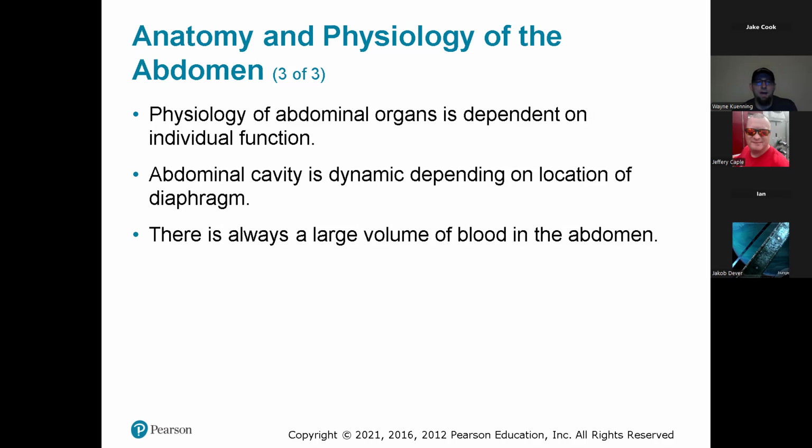The abdominal cavity is dynamic depending on the location of the diaphragm. So you can change your pressure in the abdomen, same as it does when you're breathing, because that diaphragm separates the two. I think it's like 22% of the circulating blood in the body. It's either 19 or 22%, I remember. So it's a lot of your blood volume is in the abdomen at any given moment.